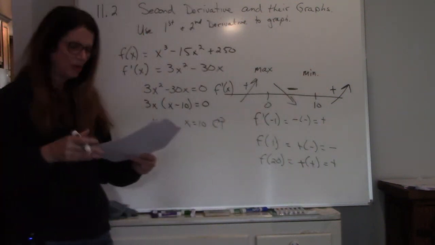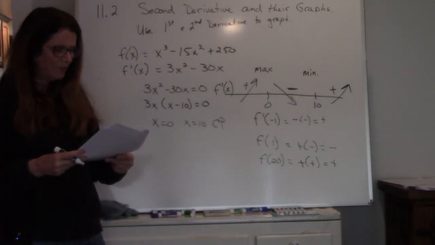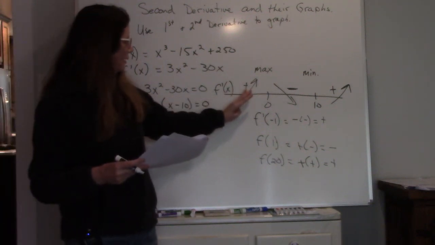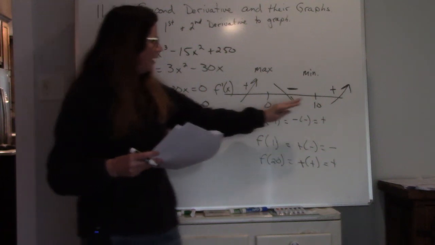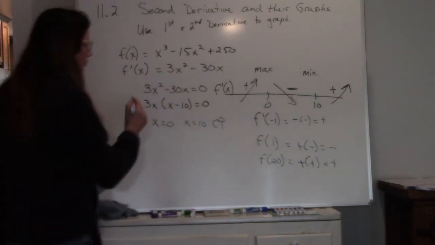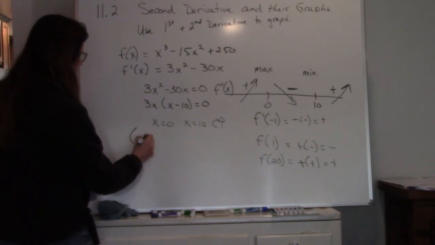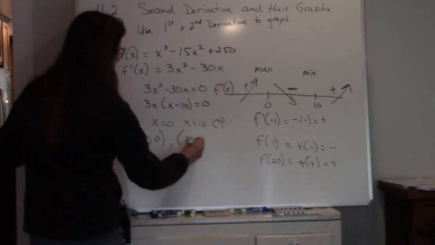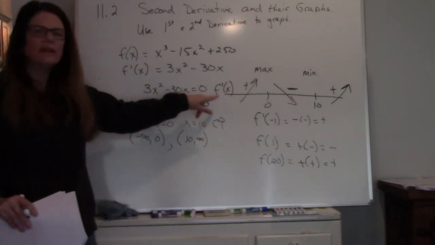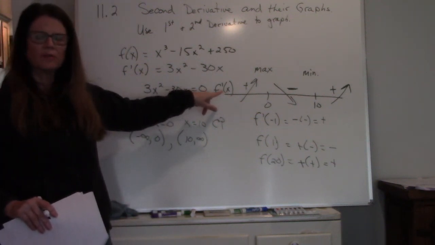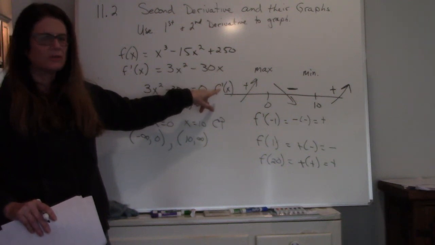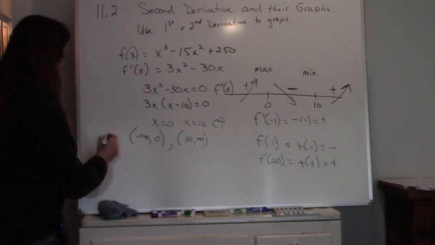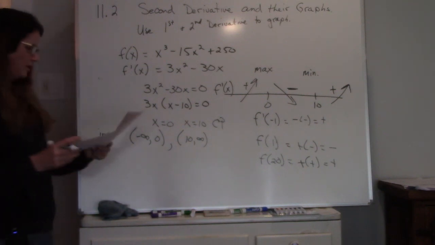So now I can answer my questions. The function is increasing on the intervals -infinity to 0 and 10 to infinity. So again, with my math lab, you're going to write your answer with a comma. So this test chart is going to answer all your questions when it is based on increasing or decreasing, or max or min when we're working with the first derivative. So these are our increasing intervals.